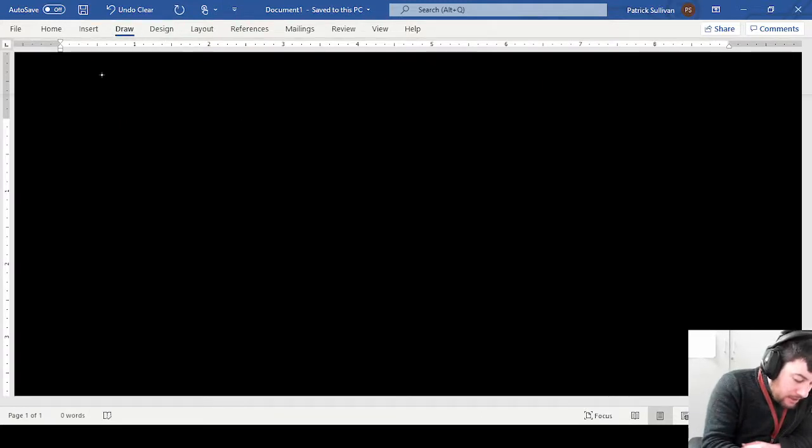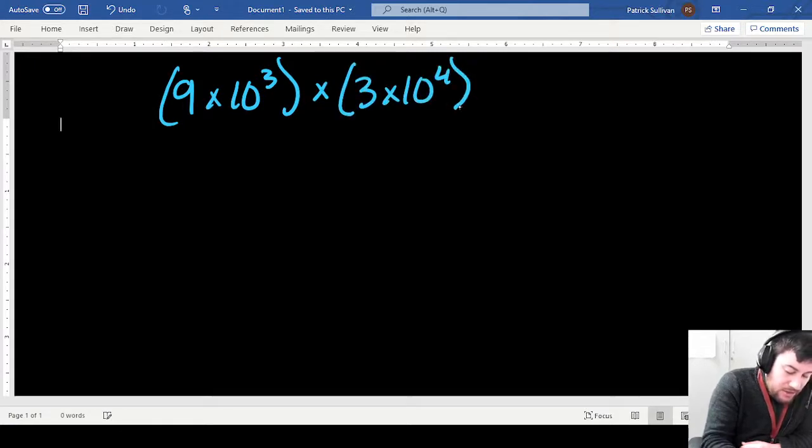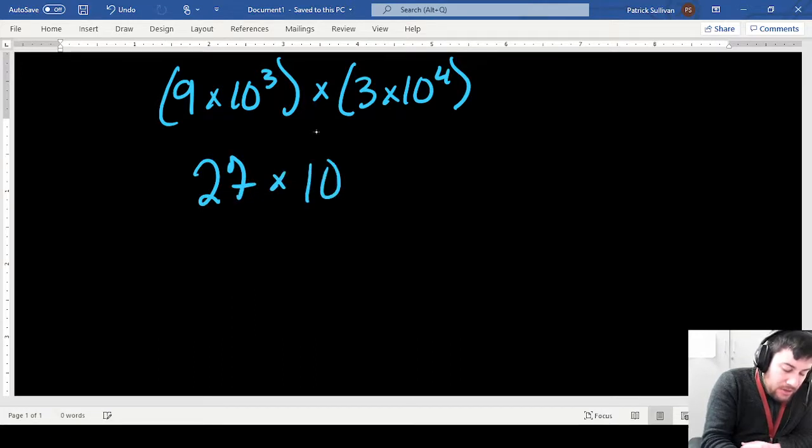Let's use a color we haven't used before. We'll use blue. All right, let's say I have 9 times 10 to the third times 3 times 10 to the fourth. So again, multiply my lead values. 9 times 3 is 27. Add my exponents. 3 plus 4 is 7, times 10 to the seventh. I need to rewrite the 27 so it's less than 10. So 27.0 times 10 to the seventh.